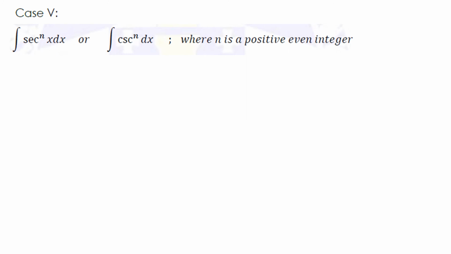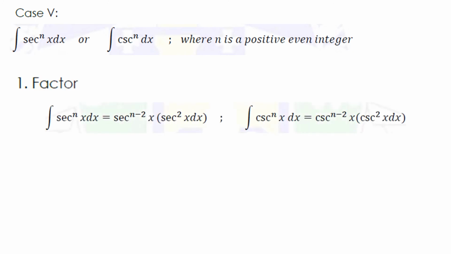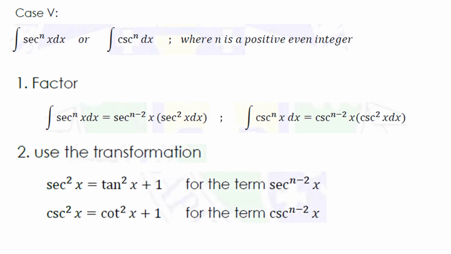We have another case, in this case 5. Case 5 is similar to case 4 regarding cotangent and tangent. For case 5, it is about secant and cosecant. Here the condition is that both integers or exponents are positive, even integers. The first thing is to factor out, and then after factoring out and bringing out the secant squared or the cosecant squared from the integrand, we will be using these transformations. Secant squared will be tangent squared plus 1, and cosecant squared will be cotangent squared plus 1.